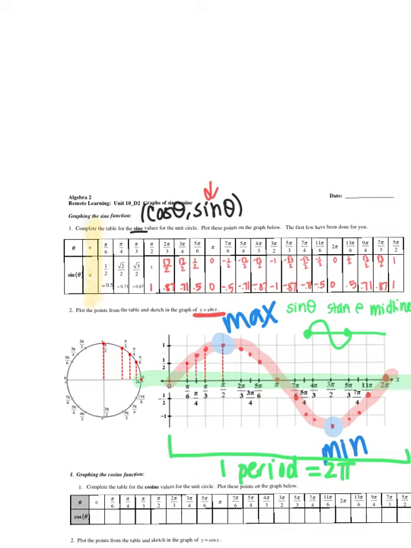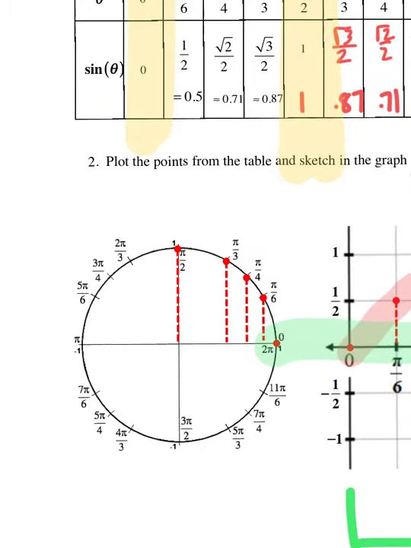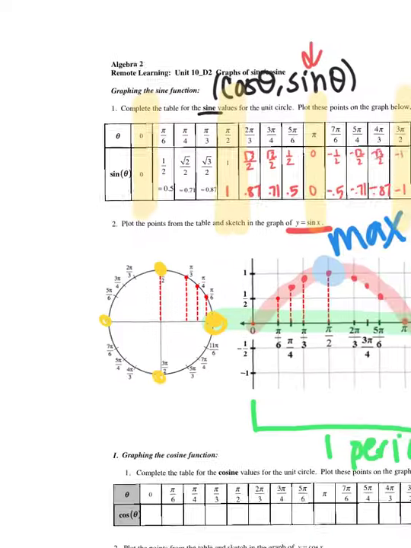The points that we are going to use are 0, pi over 2, pi, 3 pi over 2, and 2 pi. And if you look at your unit circle where those points actually come from, 0, pi over 2, pi, 3 pi over 2, 2 pi. So we're going to use those quadrantals, and those are the 5 critical values we will use.